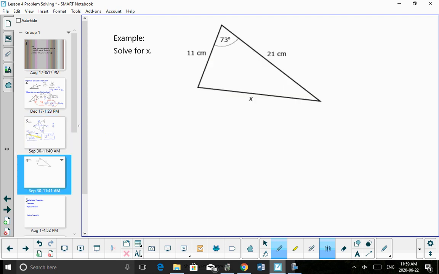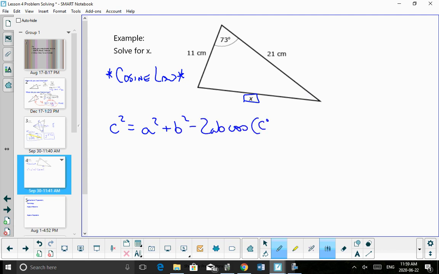Okay, next one. Solve for x. So again, start off, ask yourself, do you have any full pairs? So I've got angle but no side, side but no angle, side but no angle. So I have no full sets. So this means I have to use the cosine law. Now, cosine law for side length. So remember, this is the cosine law for side length. Now again, you don't have to write out the formula. It's up to you if you want to do that or not.